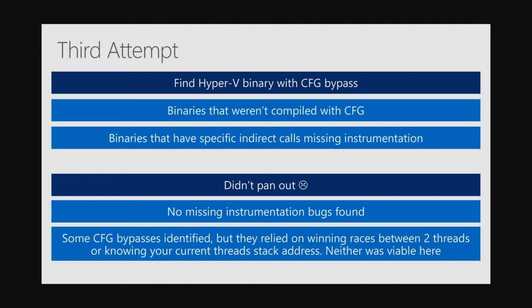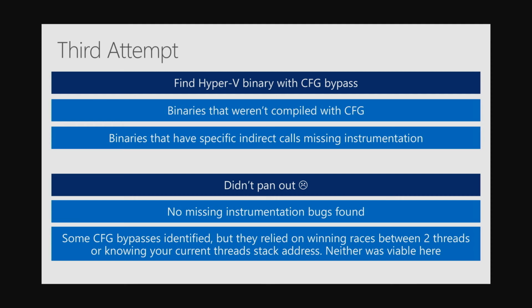I also wanted to see if I could find some indirect calls, maybe written with assembly, that were missing control flow guard instrumentation on that specific indirect call. And once again, I hit a dead end here. I could not find any indirect calls loaded into the worker process that were missing CFG instrumentation.